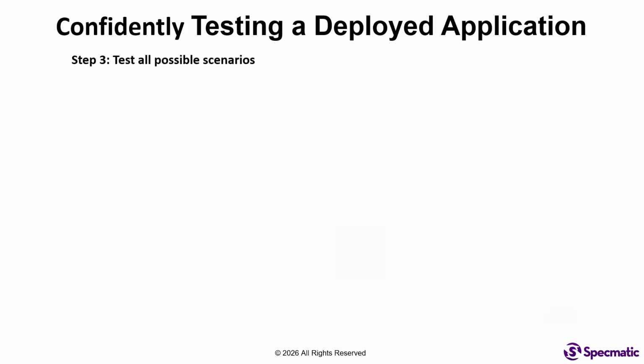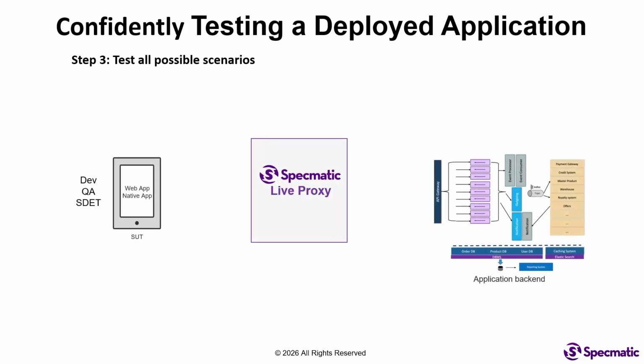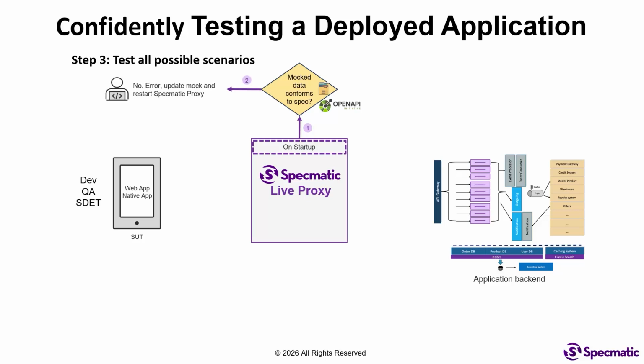Now, you want to update these mocks to test all the possible scenarios that you are looking forward to. So, when you start your live proxy, the first thing that the live proxy will do is validate if your mocks conform to the OpenAPI spec. If an error is found, the proxy will not start. You will need to update the mocks to make sure they conform to the spec, and then you would restart the proxy.